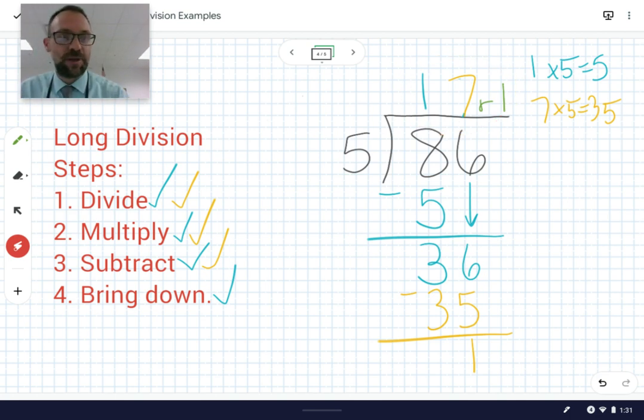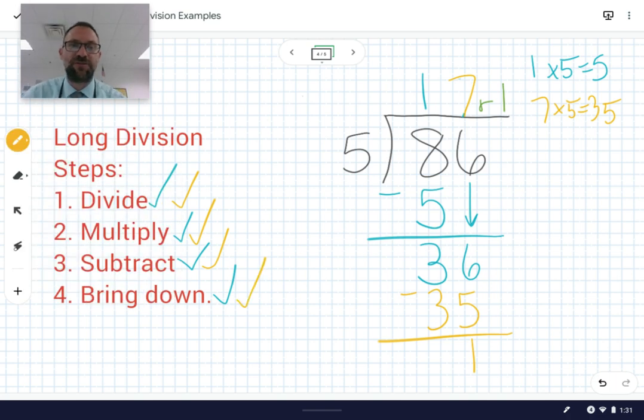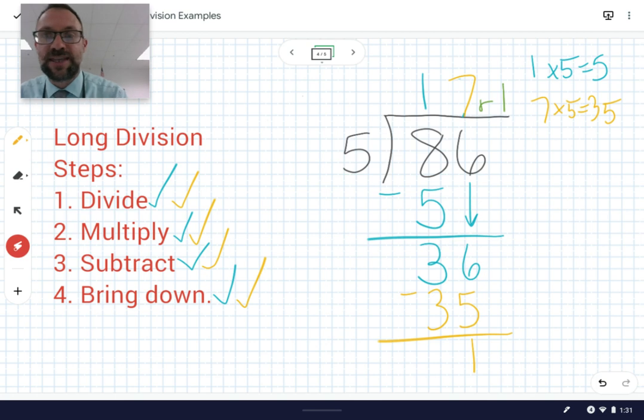So do you see how we brought down our final number, which we didn't have to do. Do you see how these same 4 steps here just repeat over and over and over. And when we use long division, we treat bigger numbers like, say, 86 as just a series of small 1-digit division problems. 8 divided by 5, we bring down the remainder, 36 divided by 5. And as we break it up into smaller steps, it makes these larger numbers more manageable.